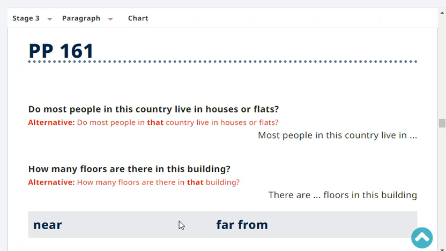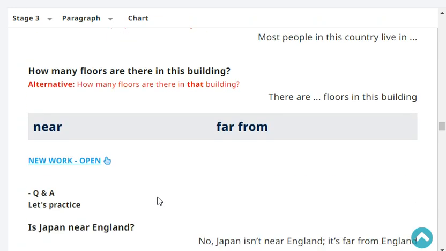Next. Do most people in your country live in houses or flats? Most people in my country live in houses. Very good. How many floors are there in your building? There are 20 floors in my building. Very good.